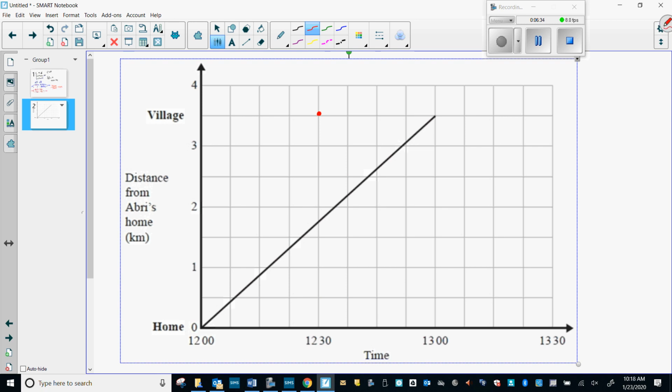No, every two squares. So this would be 15, right? Yep. Okay, so just go down 15.